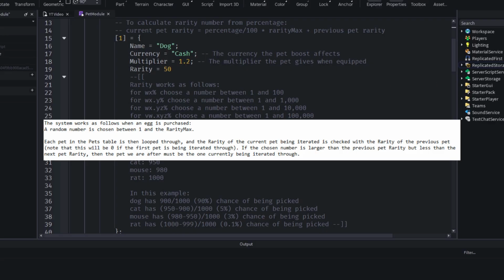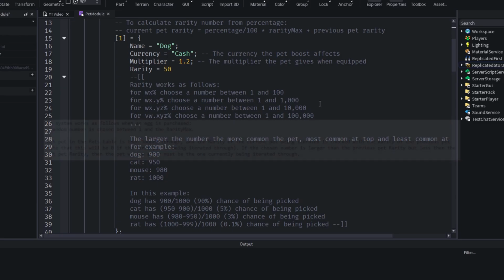The system works as follows when an egg is purchased. A random number is chosen between 1 and the rarity max. Each pet in the pets table is then looped through, and the rarity of the current pet being iterated is checked with the rarity of the previous pet. Note that this will be 0 if the first pet is being iterated through. If the chosen number is larger than the previous pet rarity, but less than the next pet rarity, then the pet we are after must be the one currently being iterated through. This is how the pet is chosen. In other words, the lower the difference between one pet and the previous, the rarer the pet is. The difference must decrease as the number of elements in the table increases.